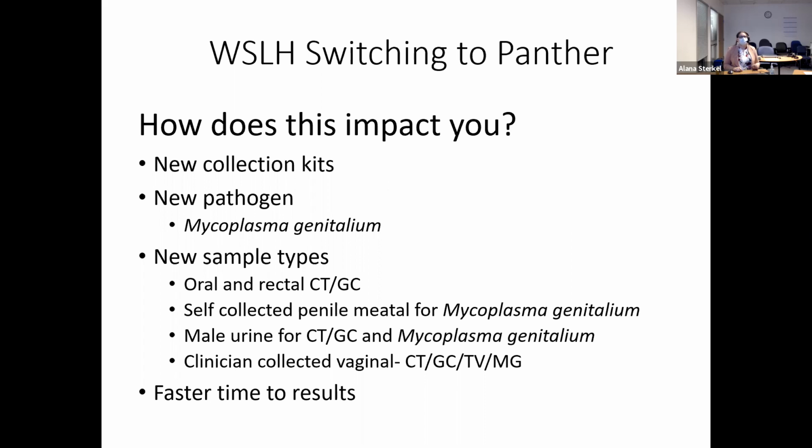We're going to be able to test for other specimen types, sample types, like oral and rectal chlamydia and gonorrhea, which will now be tested in-house for a faster turnaround time. We're going to be able to offer self-collected penile meatal for mycoplasma, male urine for mycoplasma, and a clinician-collected panel that can test for multiple organisms simultaneously, which is a nice addition from what we already had.